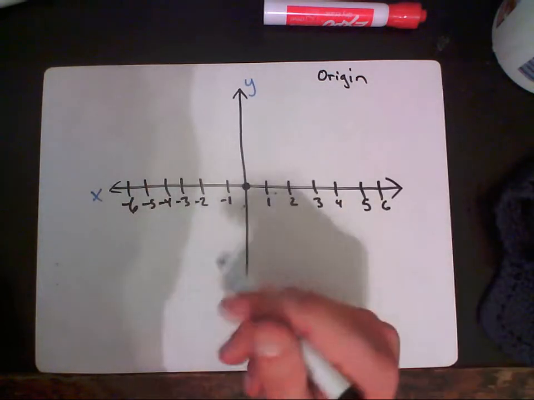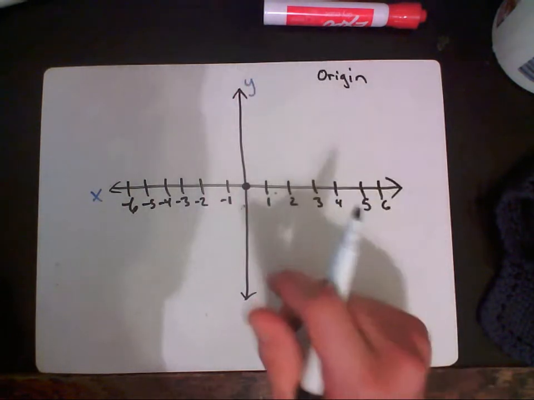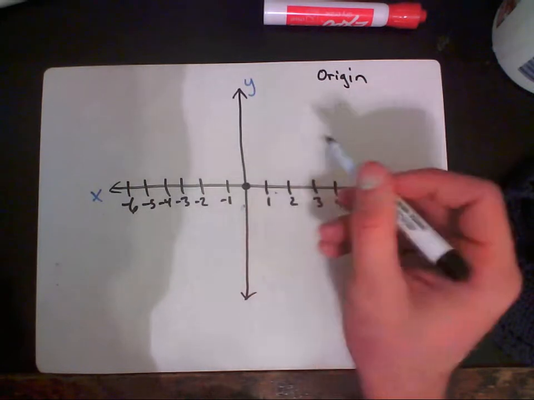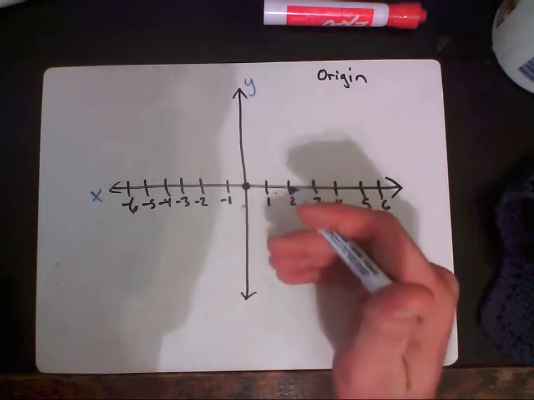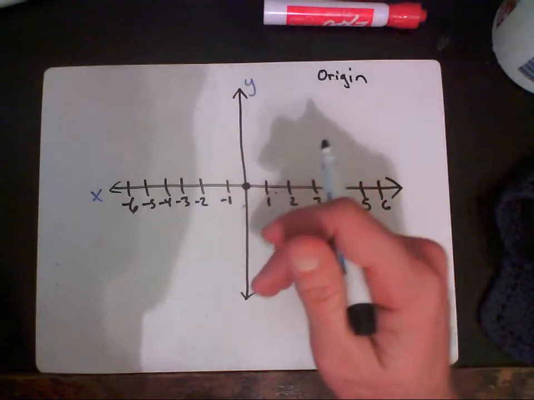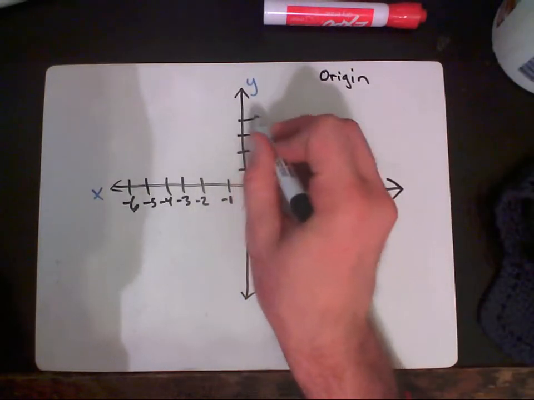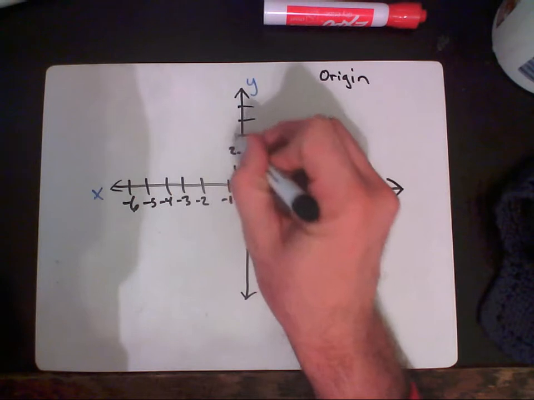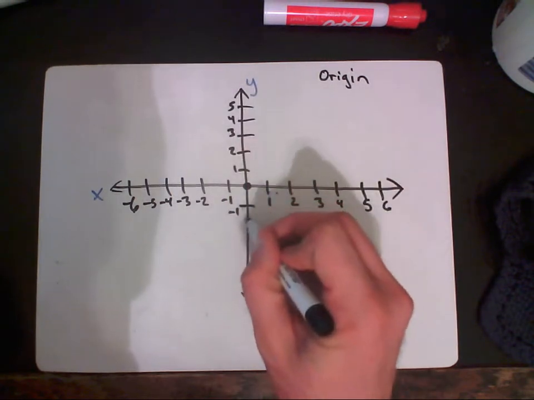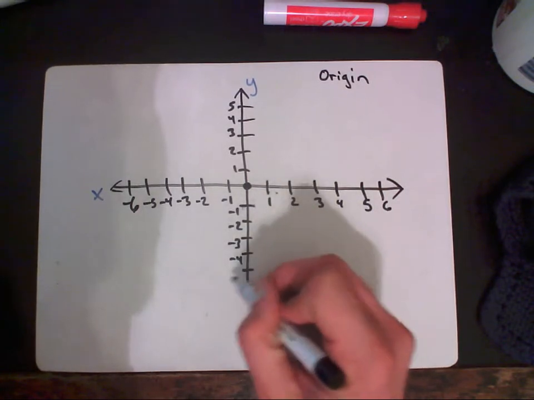Alright, now what about the up and down lines? What about that y-axis? Treat it the same way. If you struggle trying to figure out which side is negative and which side is positive, you're raising up, you're going up higher, you're raising your altitude, if you want to think of it that way. So 1, 2, 3, 4, 5. Negative 1, negative 2, negative 3, negative 4, negative 5.